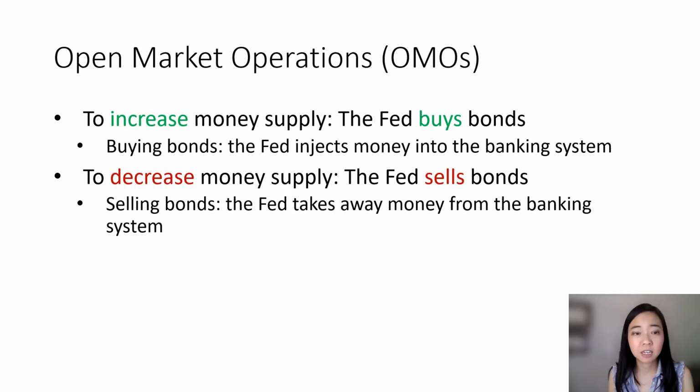By contrast, if the Fed would like to decrease money supply, it will sell bonds. So when the Fed is selling bonds, it is giving you the bond and takes away the money from the banking system, and as such, reduces the money supply.